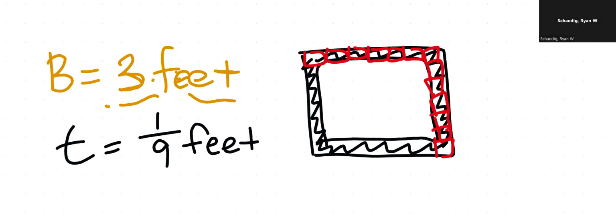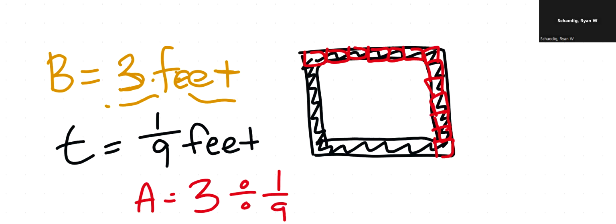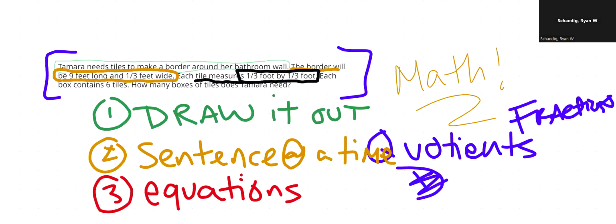So to find my final answer, I'm going to call it A for final answer. I have to take this 3 feet of space that we have, and we're going to divide it by the 1/9 pieces to figure out how many tiles we need. Oh, this isn't even the final answer. Boy, I need to follow my own rules. So let's go back to page 1 and reread each sentence. It is the right step. Oh yeah, each box contains 6 tiles. So how many tiles do we need? So that's the next step.